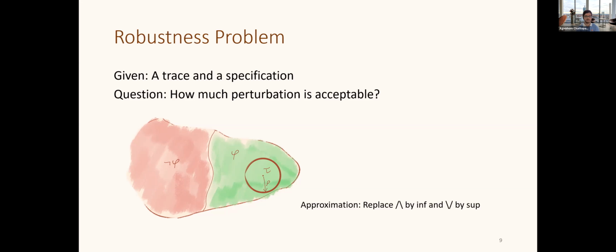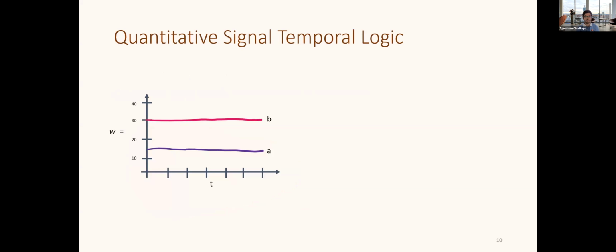One way to approximate this problem is to replace the role of conjunction by infimum and disjunction by supremum. Motivated by this idea, let us look at this trace W and look at how some simple formulas can be interpreted with it. So consider the formula A greater than or equal to 10.